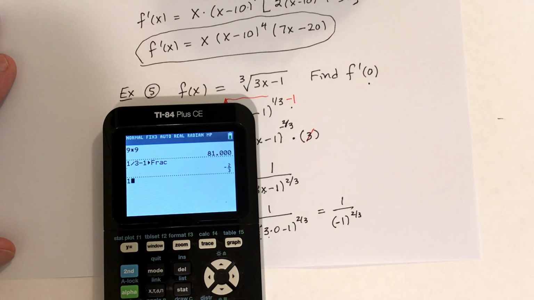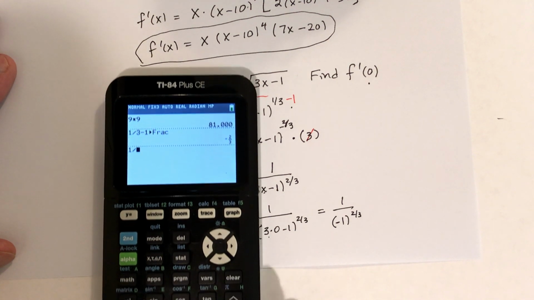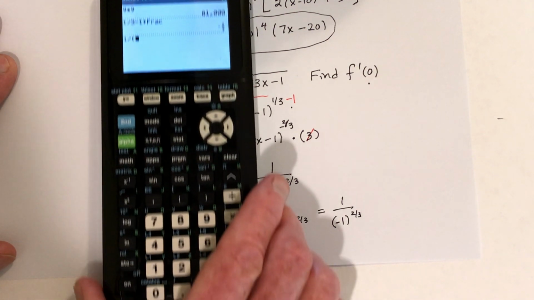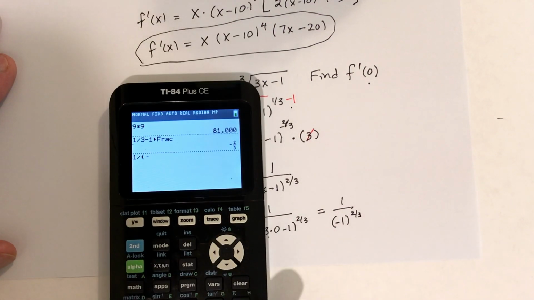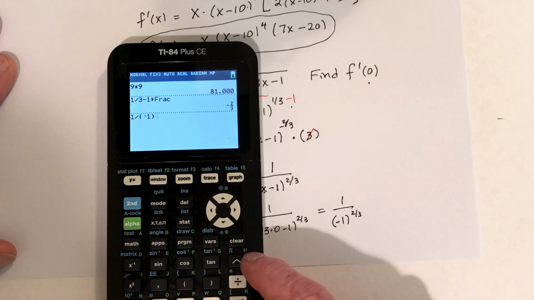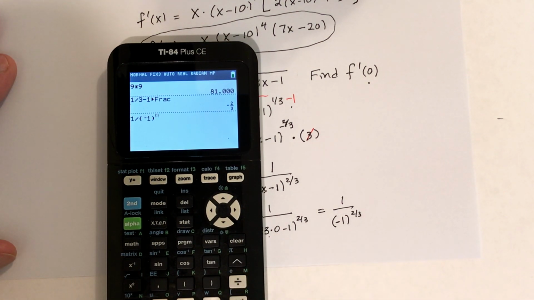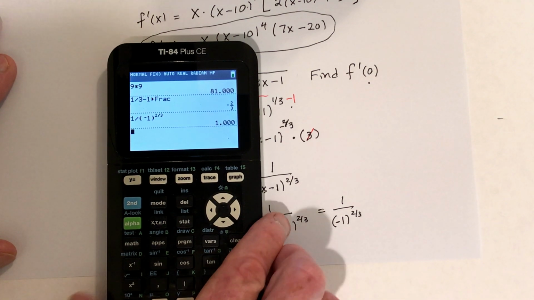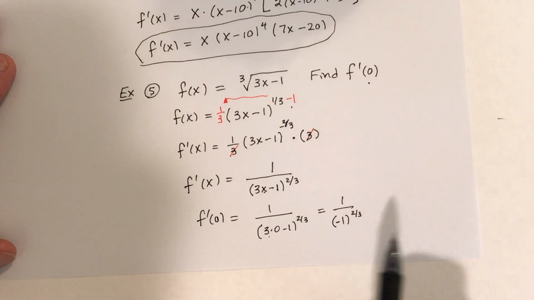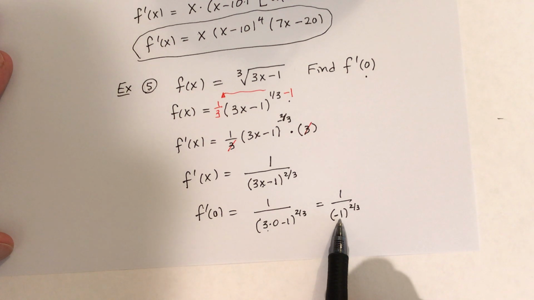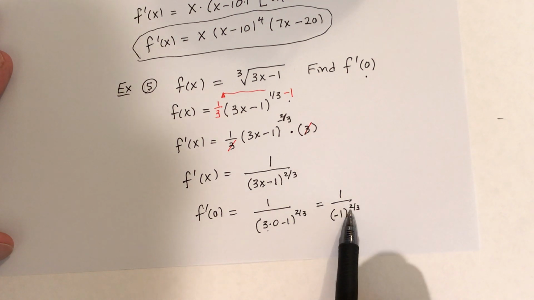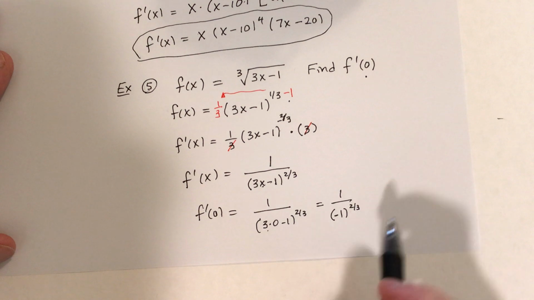So if you have 1 divided by, and then I do need to put parentheses, and I do need to make sure I use this for the negative. And then just use this little up arrow for the exponent, 2/3 power. And it turns out the answer is a nice simple 1. That's because this means cube root, and the cube root of negative 1 is negative 1, and then you have to square that, and when you square a negative 1, it's a positive 1.